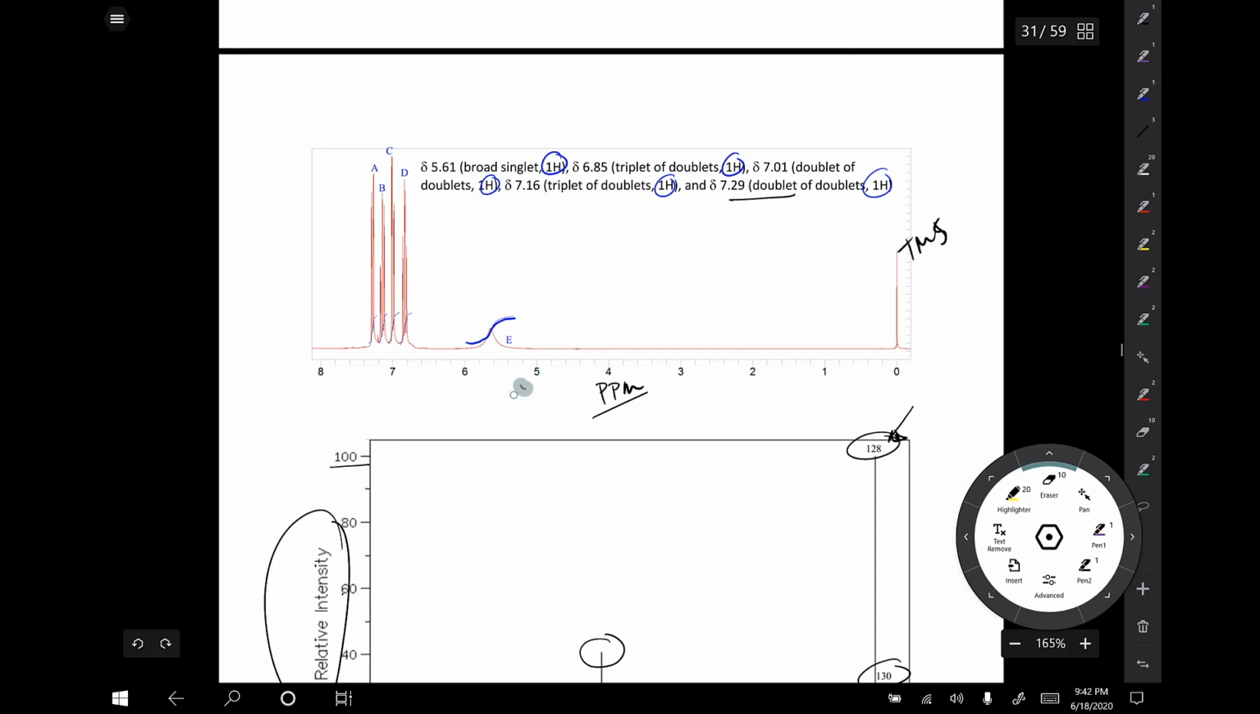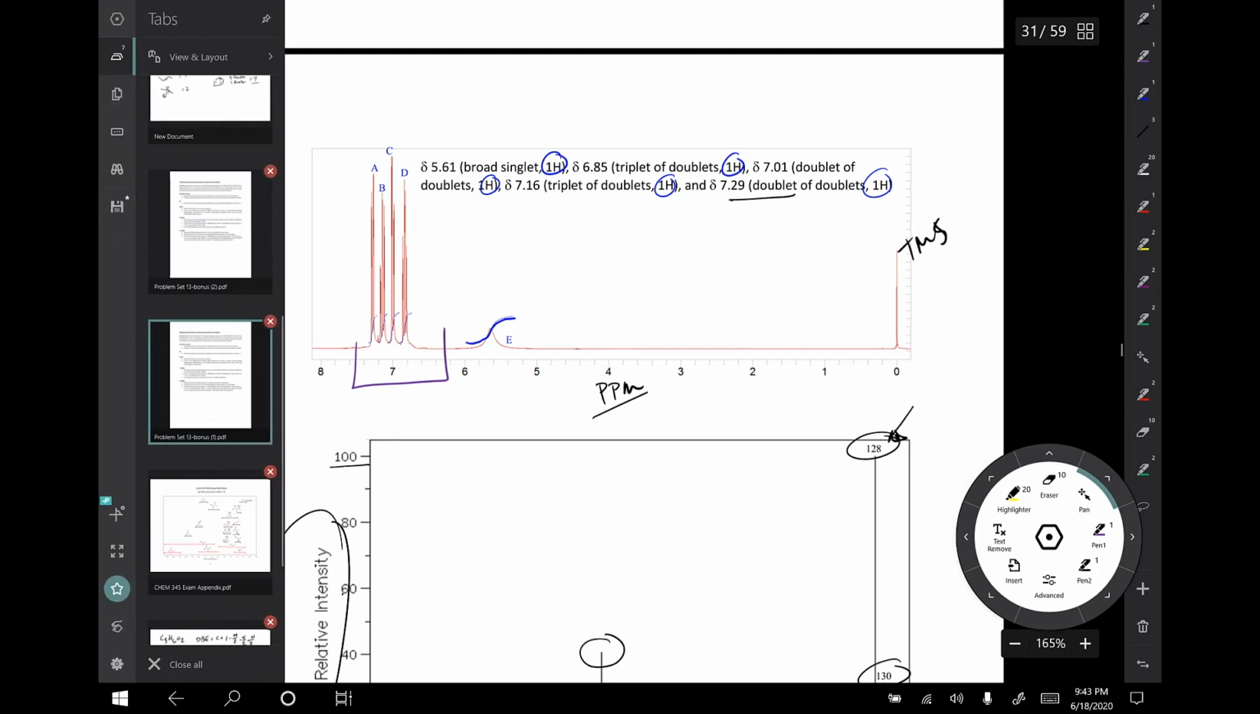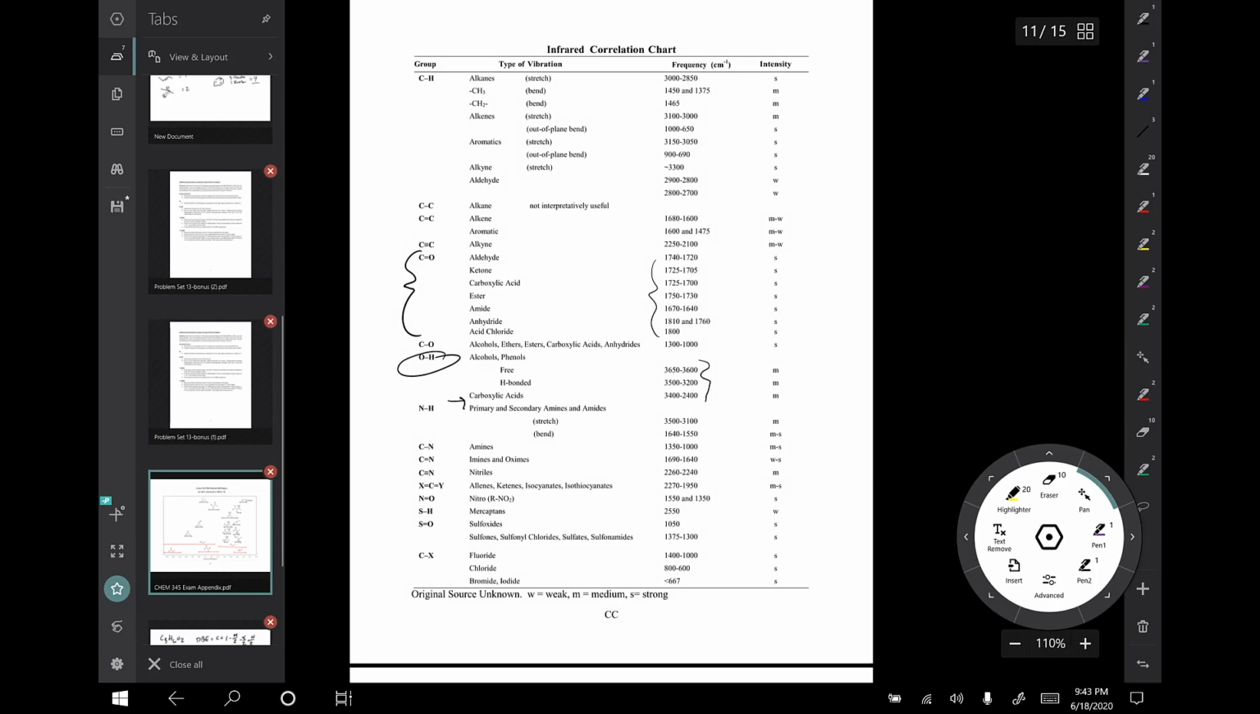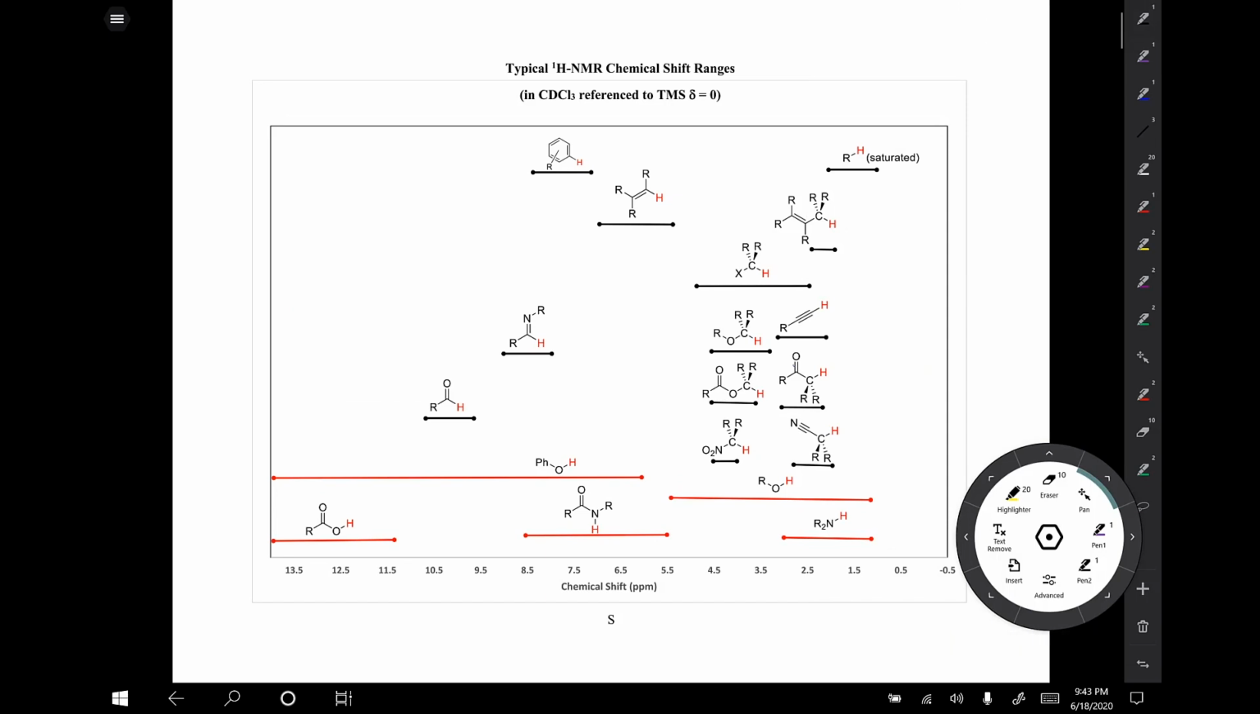Here's another thing. I've been getting questions about how you are supposed to know what type of protons these are. I want you to keep this in mind. Anytime you see something around 7, this is most likely aromatic. In fact, the majority of the time it will be aromatic. How do I know that? I'm going to use my appendix. I'm going to go to the first page of the appendix, and I'm going to look to see where a CH bond on an aromatic ring is. Here we go. We're right here, and we are around 7 ppm, okay?